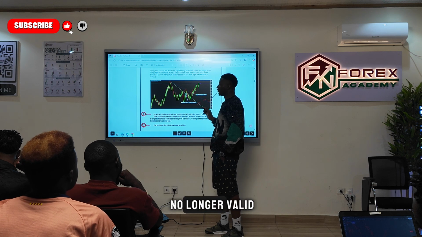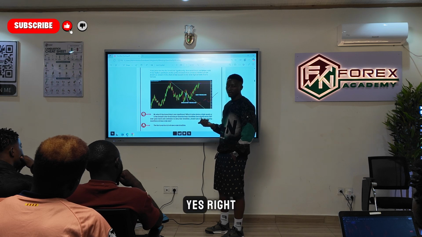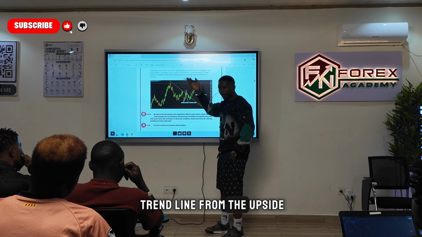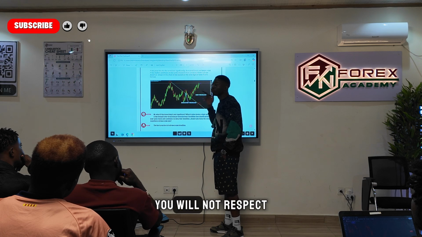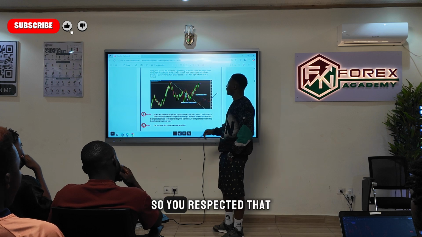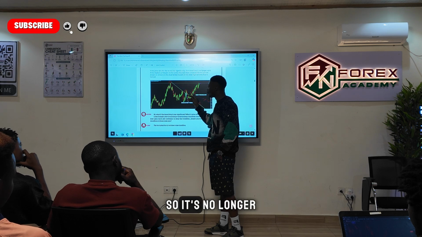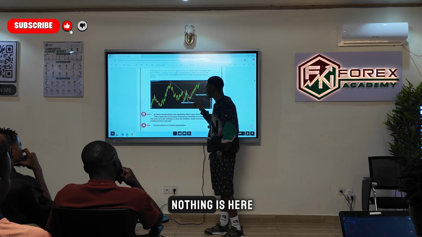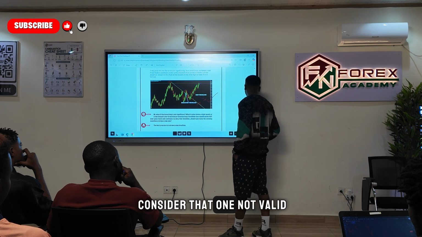Why is this one no longer valid? You get? Did the market break the two trend lines? Yes, right? But now when you break the two trend lines, this one is valid because it respected the trend line from the upside, which therefore means that this trend line is still valid. If this trend line was not valid, it would come down and not respect that level again, right? It would just go down. So it respected that. So this one, the problem is that it came down, it did not respect this one again, so it's no longer valid. It went down, broke, went up, broke, went down, broke, went up, like nothing is here. There's no key level there, there's no trend line there, so that's why we consider that one not valid.